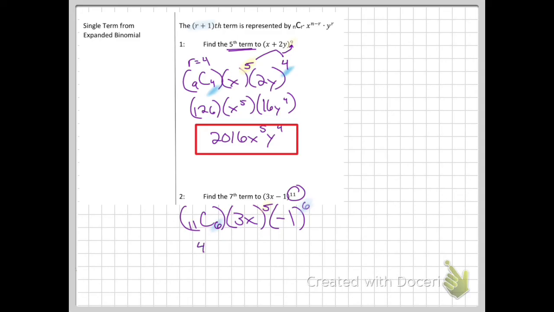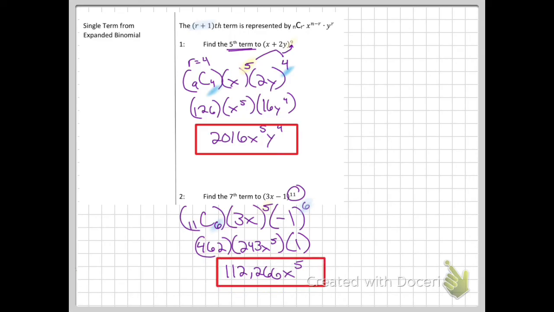11c6 is 462. 3x to the 5th is 243x to the 5th. And a negative to an even power is a positive. Multiply those together and you get 112,266 x to the 5th. That would be the 7th term. Okay, we will practice this some more in class as well, and I hope you guys are doing well.